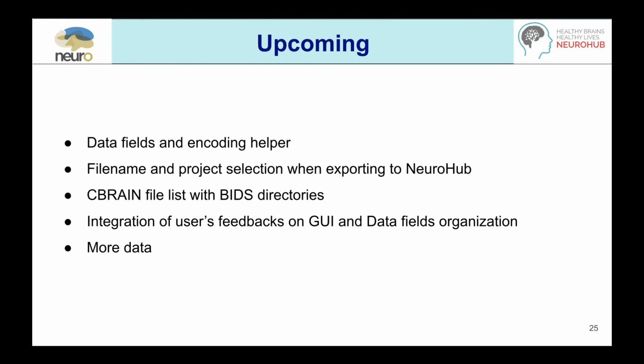While creating the CBrain file list, it's referencing files that are in BIDS format. So having a file list that contains a BIDS directory is another feature that I think will be useful for any Python or PyBids user.